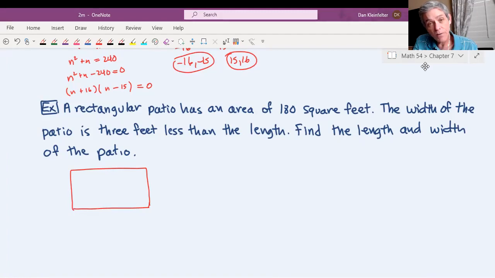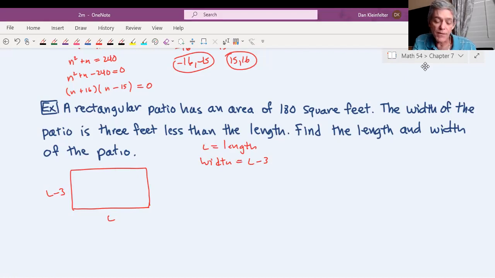We want to find the length and width. That's two things. I'm going to do this using only one variable, though. The width is described in terms of the length. So I'm going to make the variable be the length. So L will stand for the length. And then the width is 3 feet less than that. So width will be the length minus 3. So we have the length and the length minus 3 for the width.